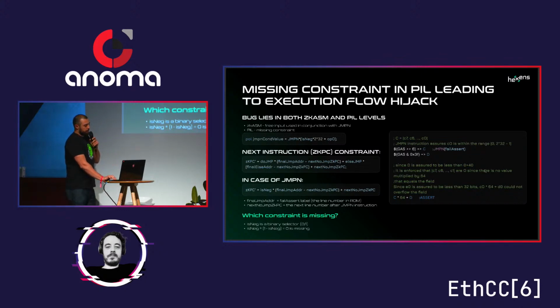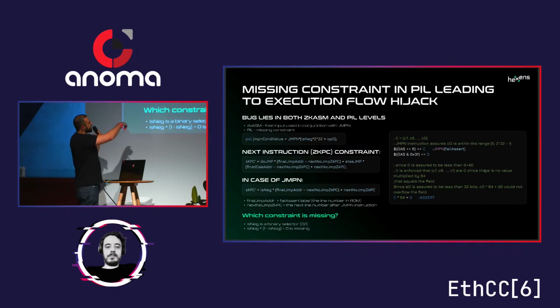The next one will be on the constraint level. The zkEVM has an interesting opcode called jump negative, JMPN, as you can see on the right side. When the result of the operation is negative, it jumps to the label mentioned. You might not follow these formulas, but the thing is how PIL handles this: it has a selector called isNegative. When the result is not negative, it's 0. When the result is negative, it's 1.